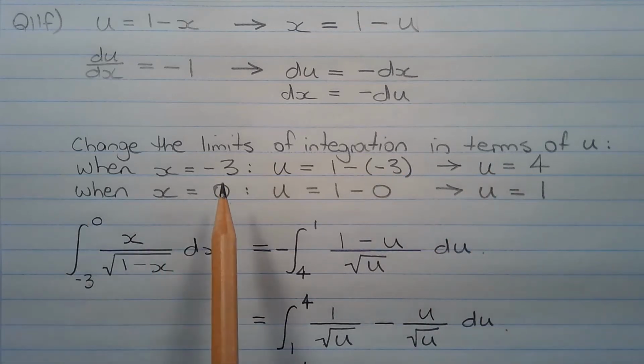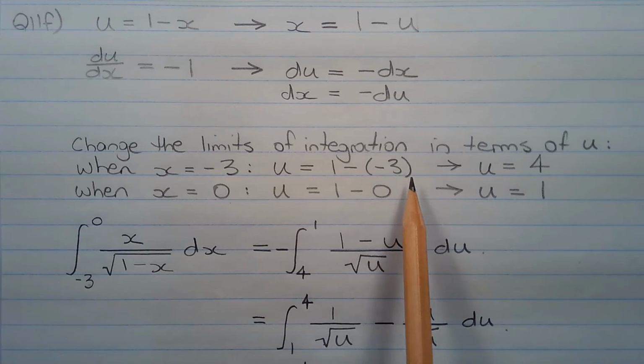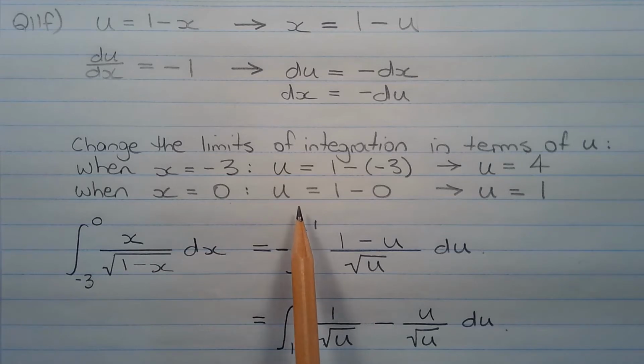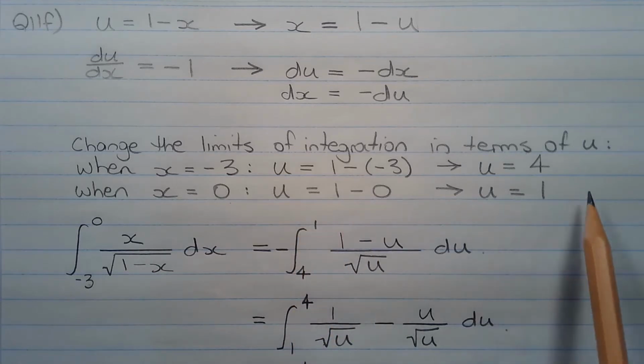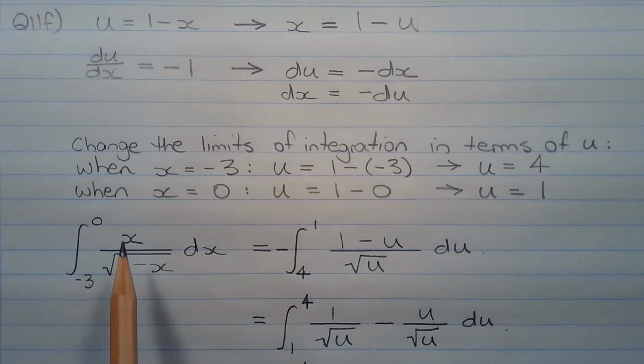So when x equals negative 3, u equals 1 minus negative 3, hence u equals 4. And when x equals 0, u equals 1 minus 0, hence u equals 1. So the integral from x equals negative 3 to x equals 0 of x over the square root of 1 minus x dx is equal to negative the integral from u equals 4 to u equals 1 of 1 minus u over the square root of u du. So x has been replaced with 1 minus u, and the square root of 1 minus x has been replaced with the square root of u.